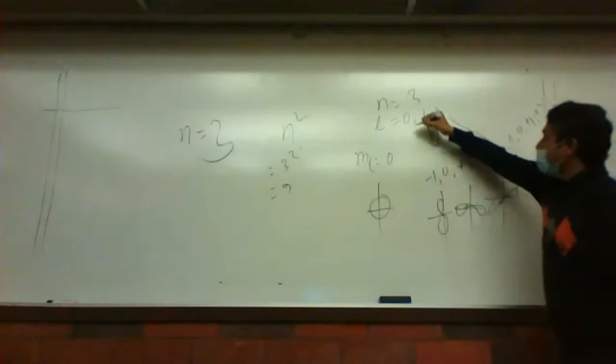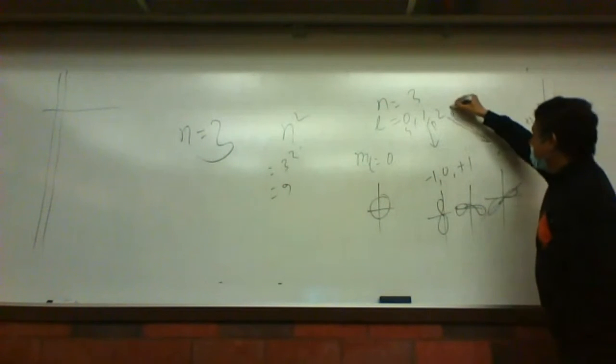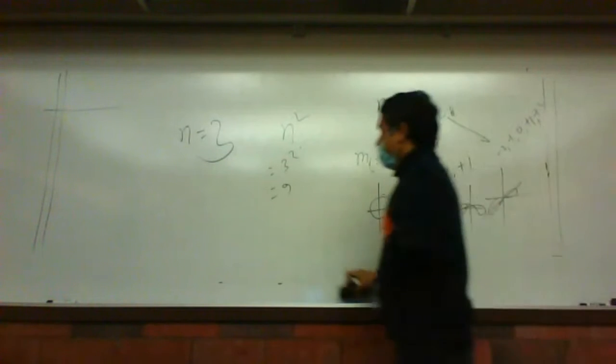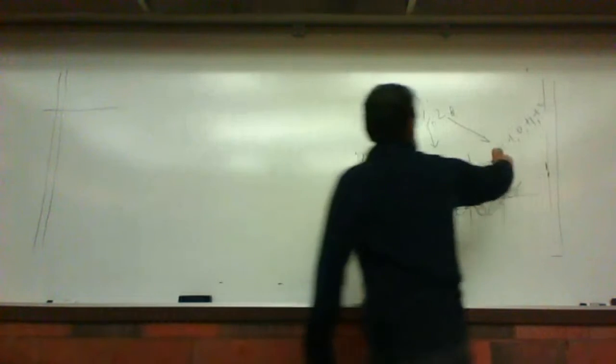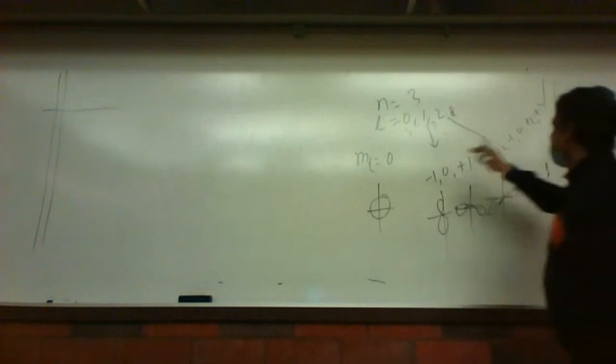Now this is the D. So this is S, spherical. This is P, like a dumbbell. This is D, a double dumbbell. So this looks a little complicated. Those spaces look like this. For D, the spaces minus 2, minus 1, 0, plus 1, plus 2 look like this.